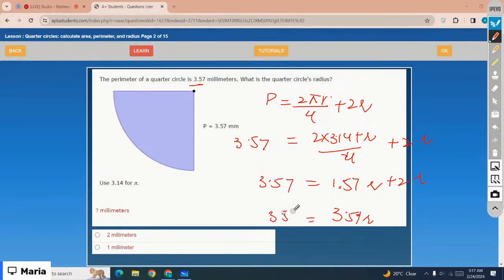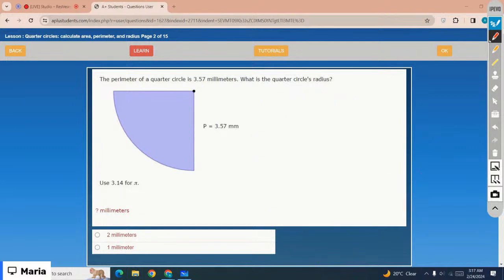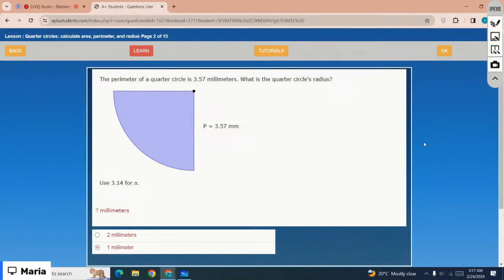So just divide both sides by 3.57. So you are left with r equals 1. So that means the correct option is r equals 1 millimeter. The correct option is r equals 1. So the correct option is 1 millimeter.